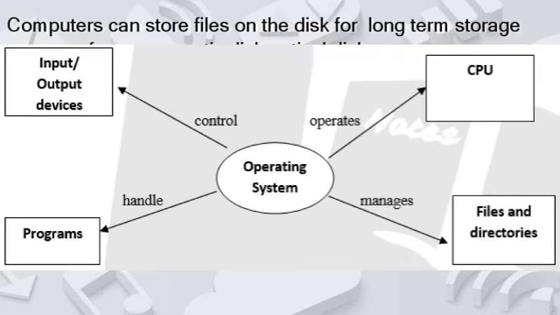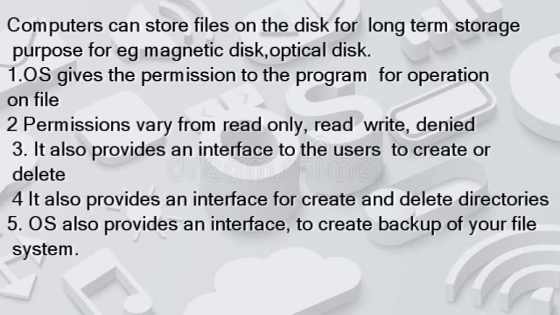Coming to the next type that we have, which is file system manipulation. Now we know that computers can store files on the disk for a long time for storage purposes, in the form of magnetic tapes or optical disks. So we have some file system manipulation. What are these? Number one, the operating system gives permission to the program for the operation on a file, when there is a need to read or write into a file.